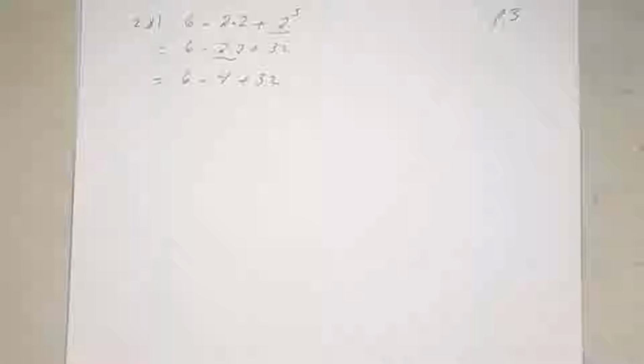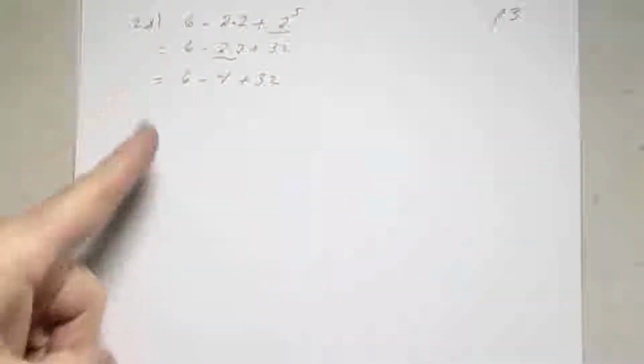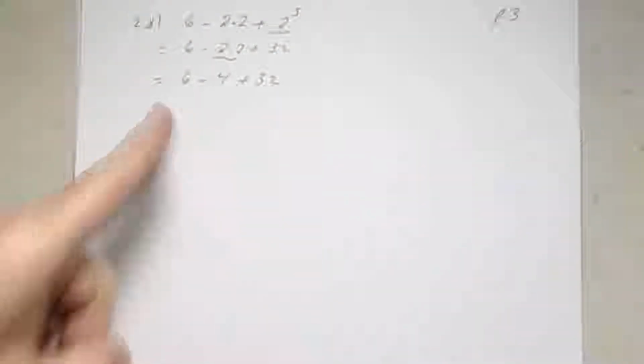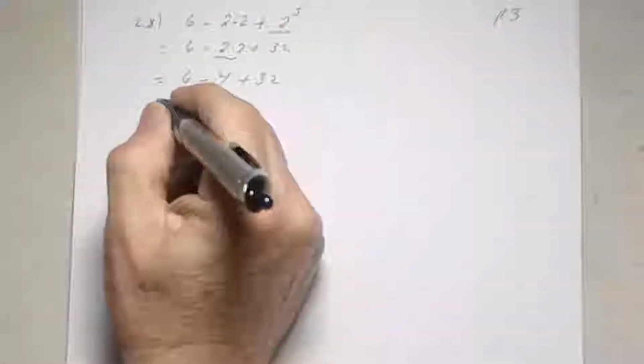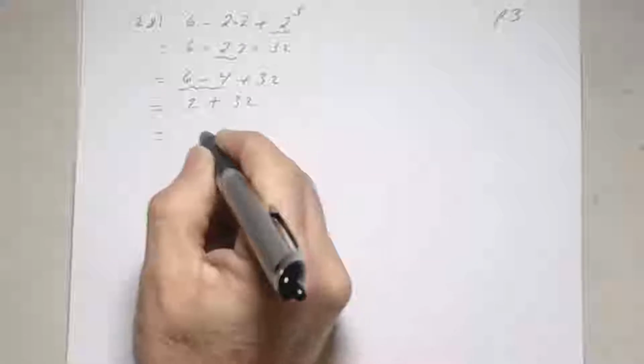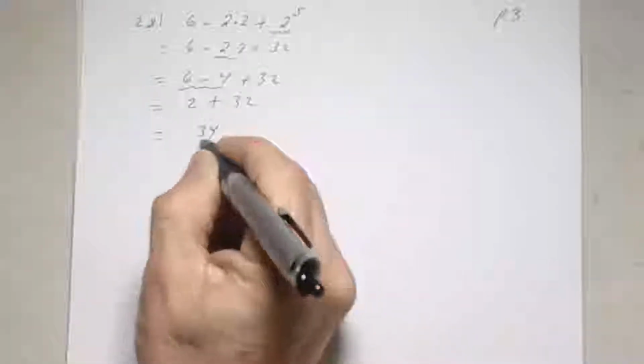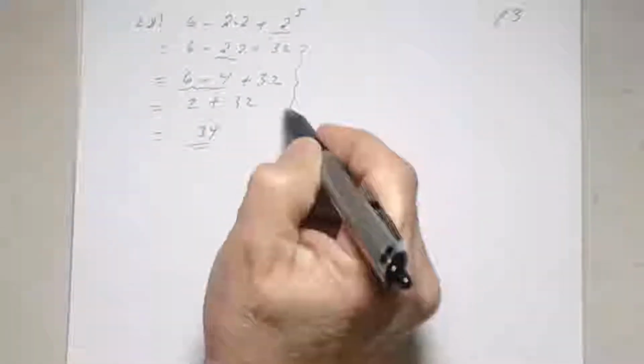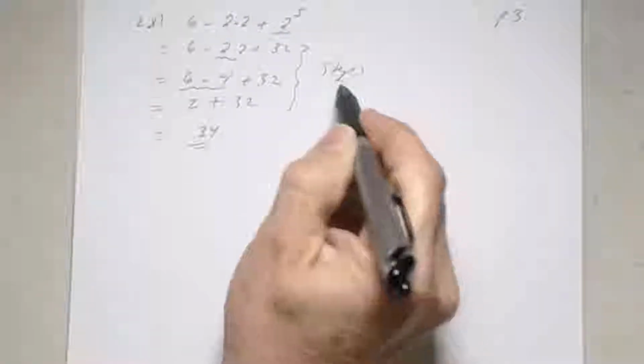Now, what operations are left? Addition and subtraction, right? Okay, according to order of operations, what should you do first? Based on this, though, you're going to do what first? Subtraction. So 6 subtract 4 is 2. So you can say 2 plus 32, and then your answer is 34. All right, so those are your steps right here. So you do one thing at a time, you should be okay.